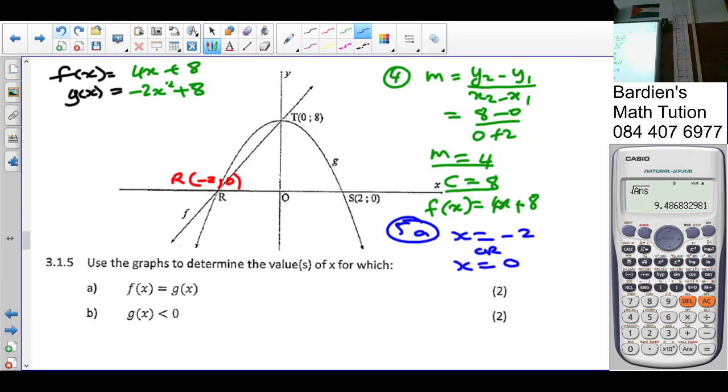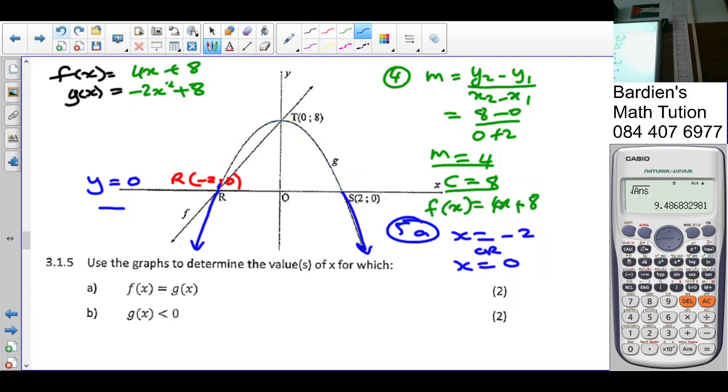Then they say, where's g of x less than 0? What does that mean to say? It means to say where the g of x graph is negative. So the g of x graph is the parabola. Is the parabola negative or positive here? Negative. Why? What makes that graph negative? It's below the x-axis. Can you see that, people? This part of the graph here, it is positive from there to there. Again, it's negative from there to there.